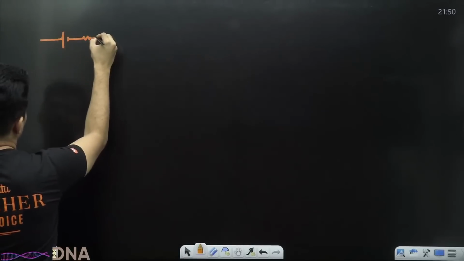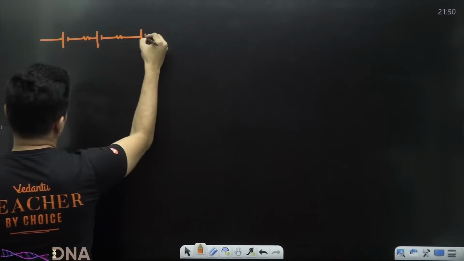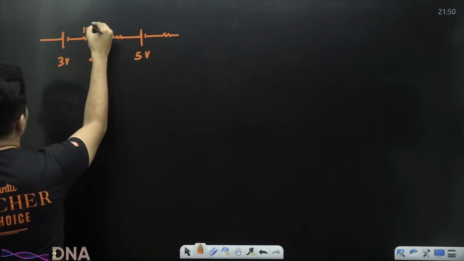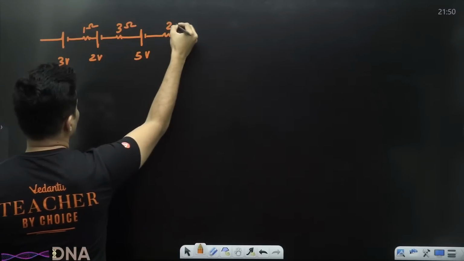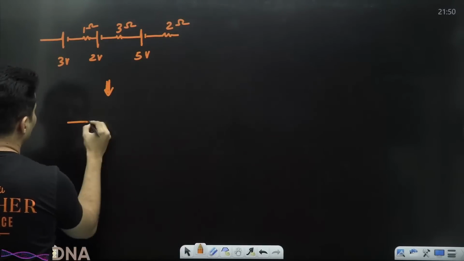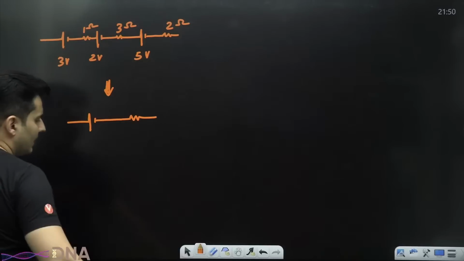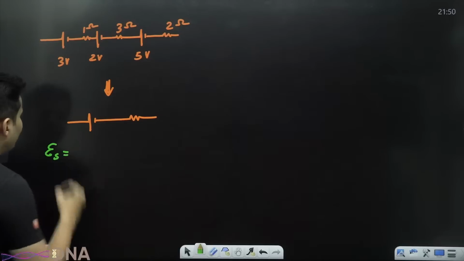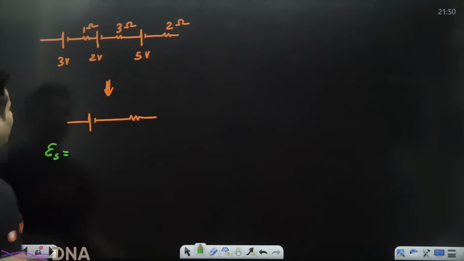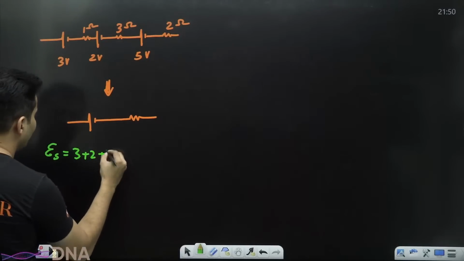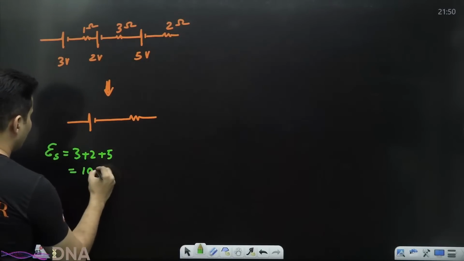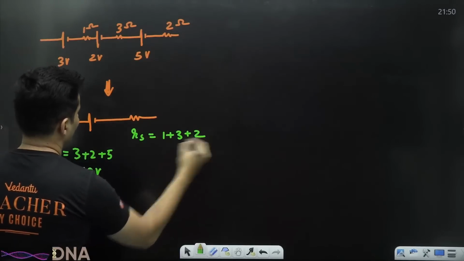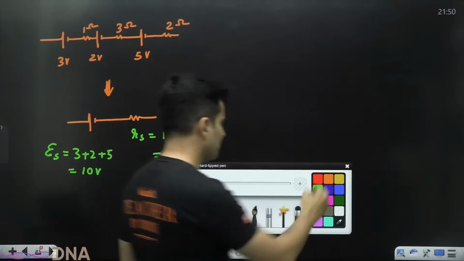Imagine this is 3 volts, this is 2 volts, this is 5 volts, this is 1 ohm, this is 3 ohms, this is 2 ohms. If I convert it into one single cell with internal resistance, what will be those values? Think about it. All these cells are in series one after the other. So 3 plus 2 plus 5, which is 5 plus 5, which is 10 volts. This would be 1 plus 3 plus 2, which is basically 6 ohms.